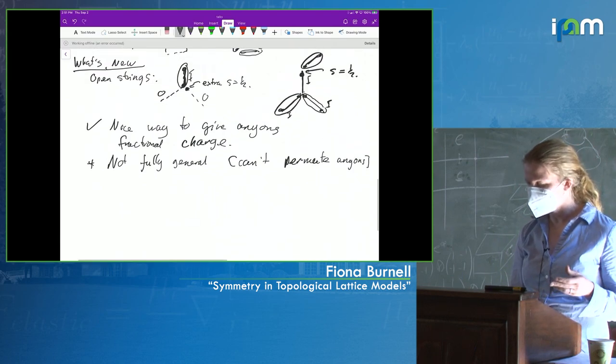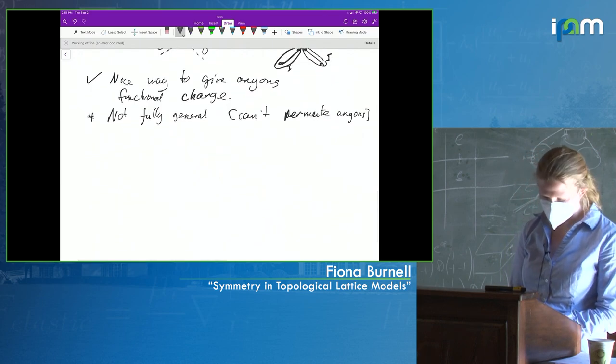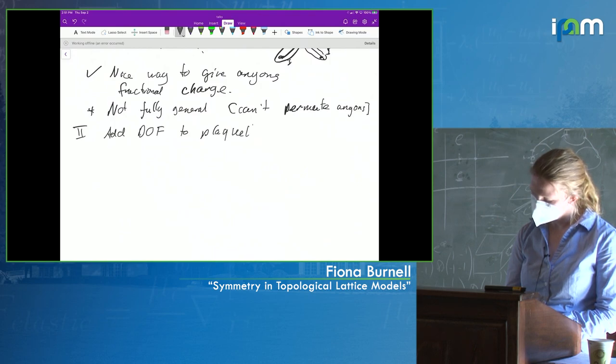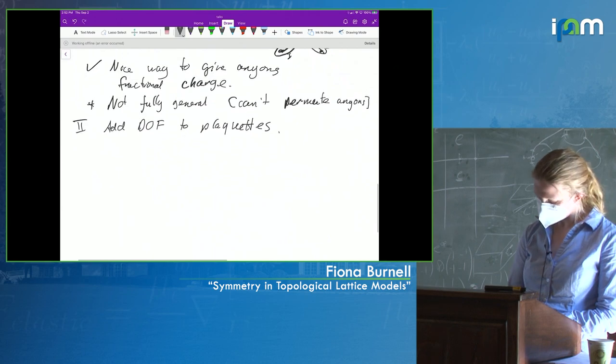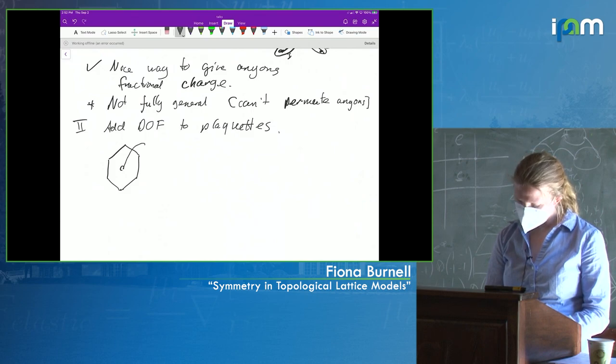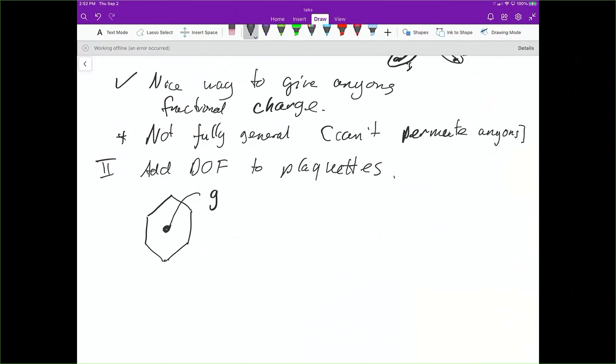Method two, so that's where you might want to do something else. Method two would be, let's add degrees of freedom to the plaquettes. So let me draw you a plaquette in my string net. And the degree of freedom that I'm going to add, I have a symmetry group, let's call it G. And so in the middle of my plaquette, I'm going to stick some degree of freedom that I'm going to call G, and I'm going to associate it with an element of G. Basically this is some quantum system that has the same number of states as the rank of the group. We'll think of G as being some discrete group for now.